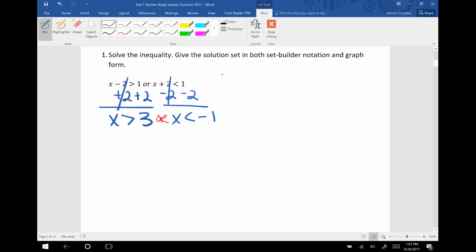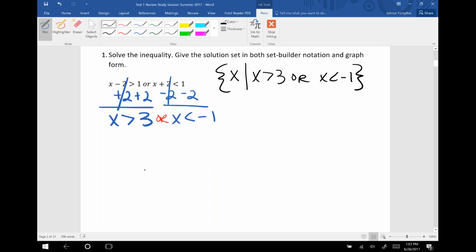And set builder notation, I believe it would look like this technically. You would have a squiggly bracket, all values for x such that x is greater than 3 or x is less than negative 1.